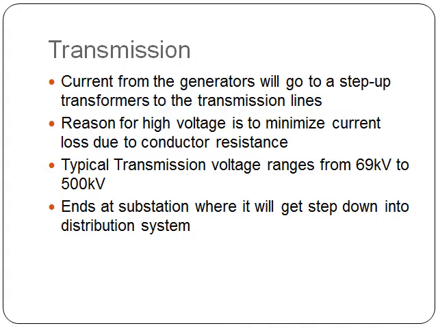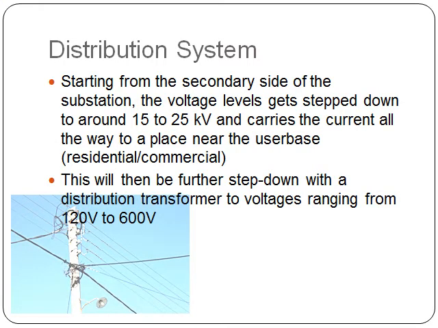The transmission system ends at a substation, where it will get stepped down into the distribution system voltage, and that is where we enter the distribution system. Now, starting from the secondary side of the substation transformers, the voltage levels get stepped down to around 15 to 25 kV and carry the currents all the way to a place near the user base, either commercial customers or residential customers like your house or my house.